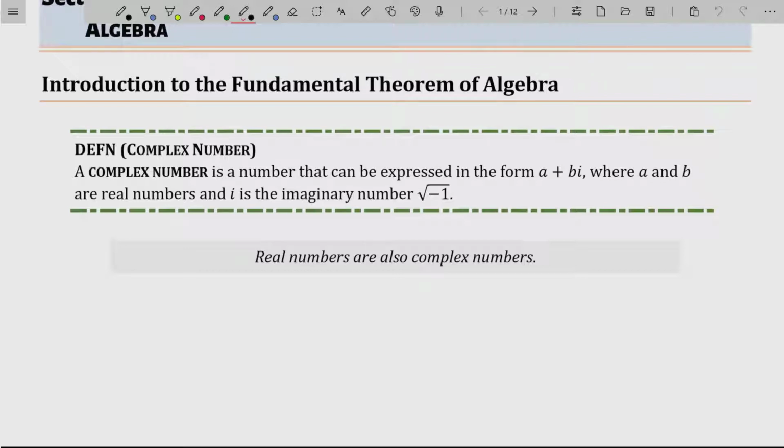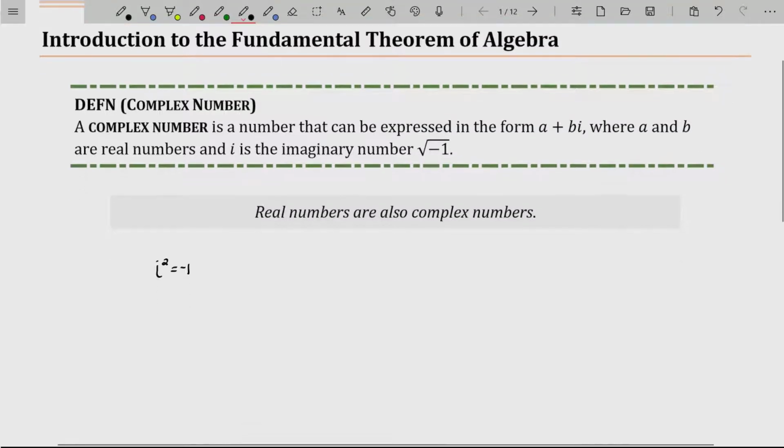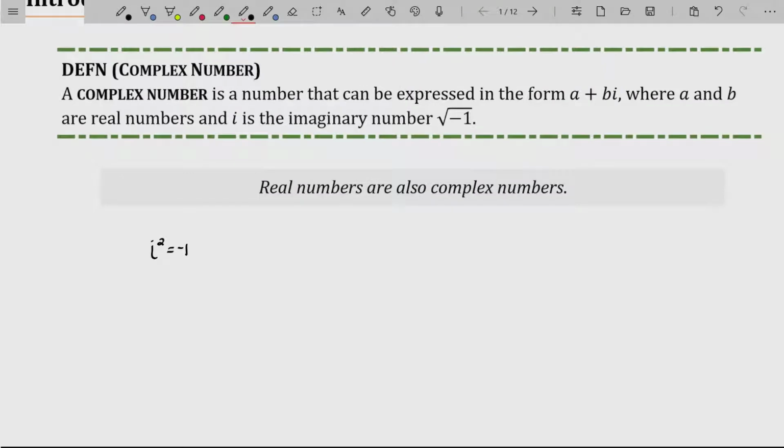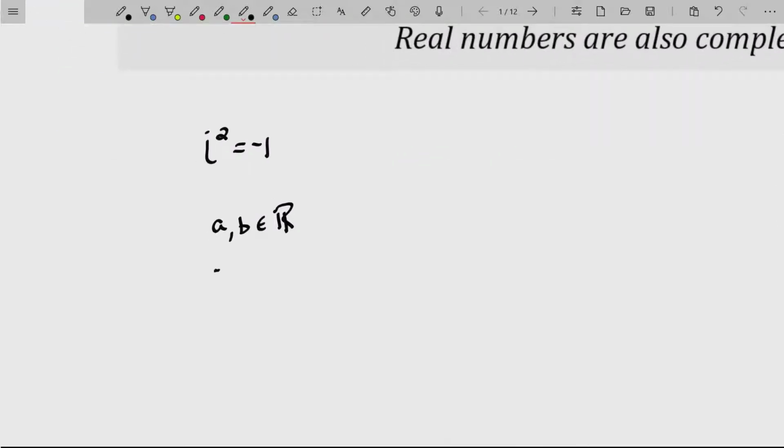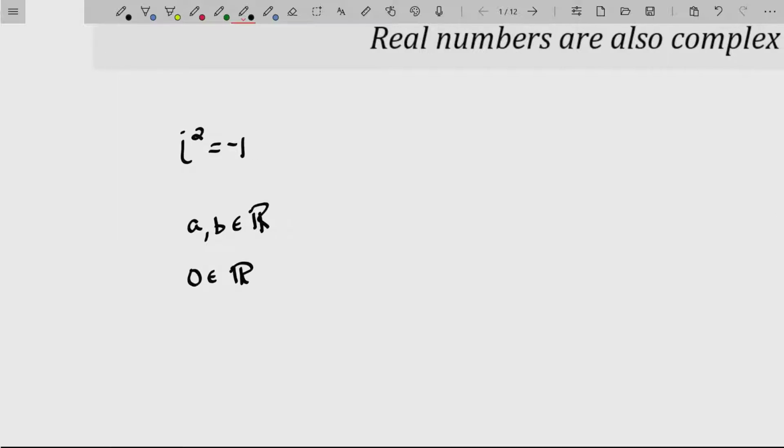i is an interesting number, by the way, right? i is the only number that when you square it, it becomes -1. That's a reminder, but you probably know that. And because a and b are elements of the real number system, and because 0 is a real number, it turns out that either a or b or both could be 0. For example, 0 plus 0i, since those two numbers, 0 and 0, are both real numbers, is a complex number.